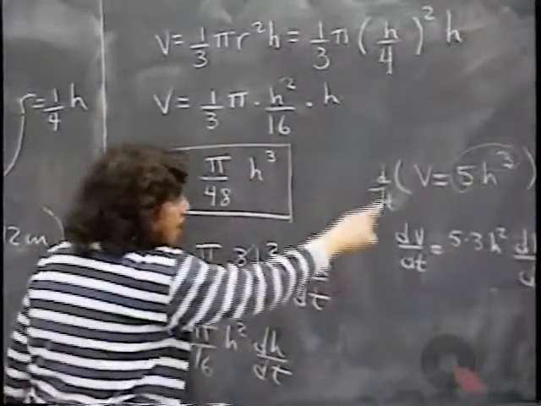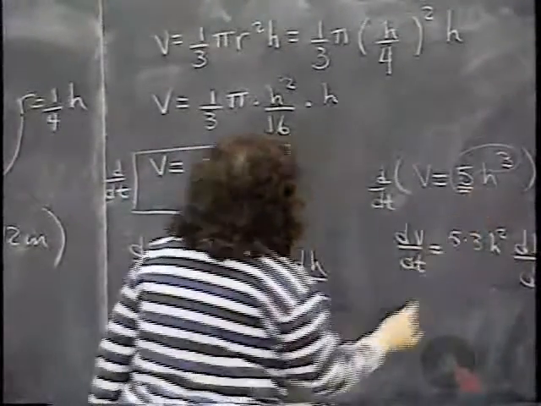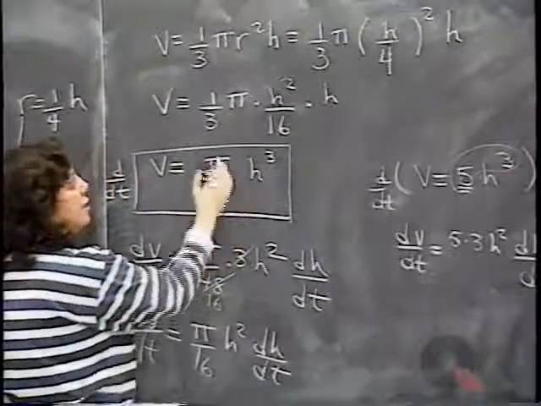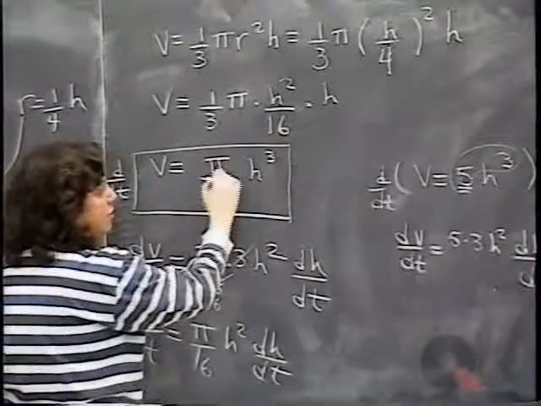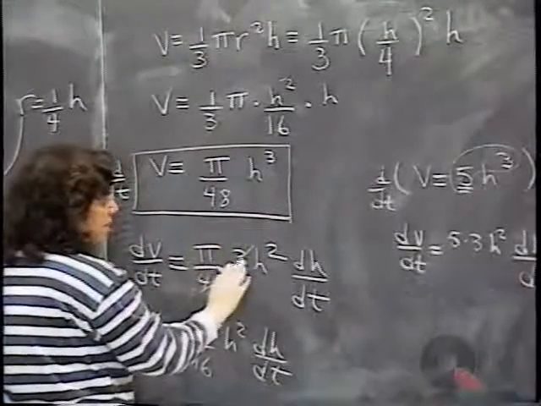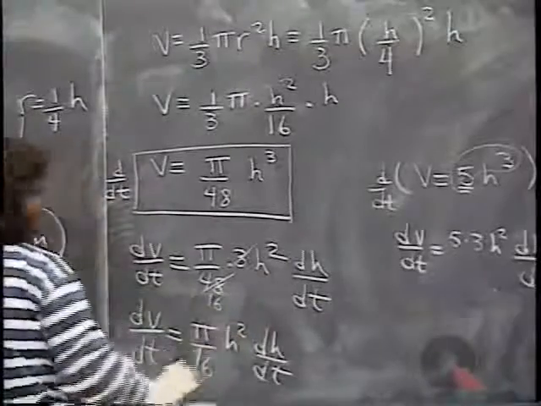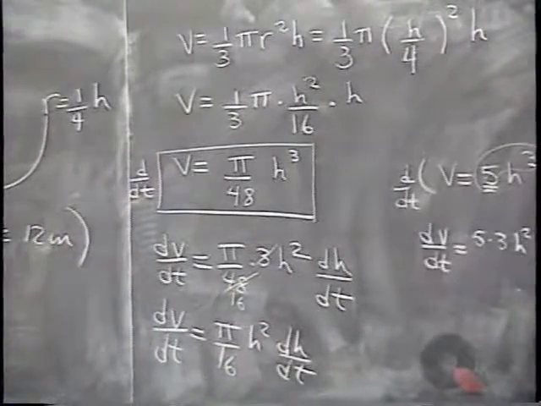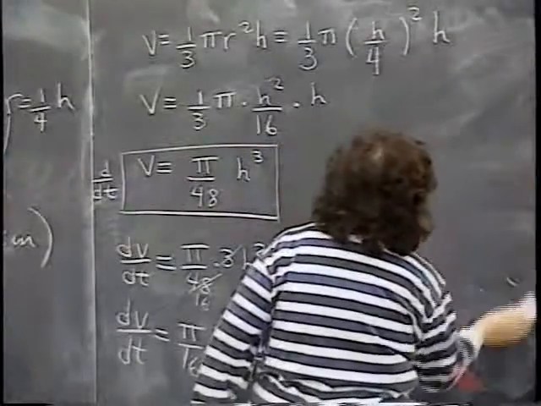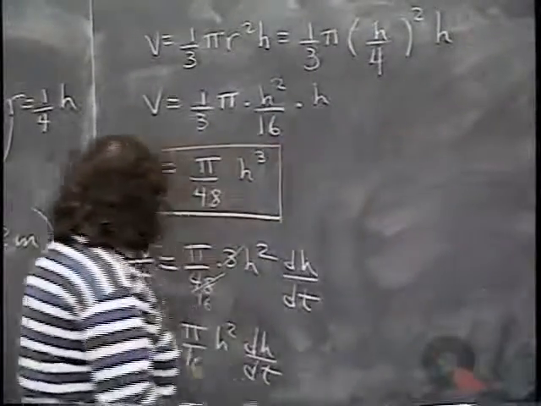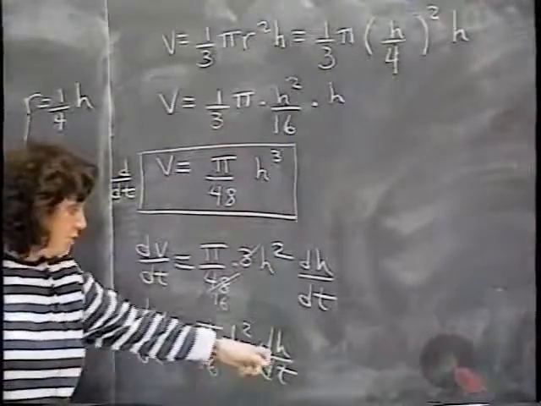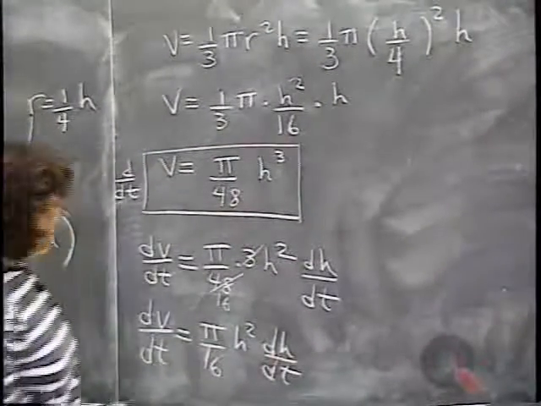The only difference, instead of having a coefficient of 5, we have one of pi over 48. But it's the same idea. Just like we had the 5 times the 3h squared dh/dt, we have the pi over 48 times the 3h squared dh/dt. So don't let the pi over 48 throw you. Now, we know dV/dt, and we know h at the moment in question. We're looking for dh/dt.